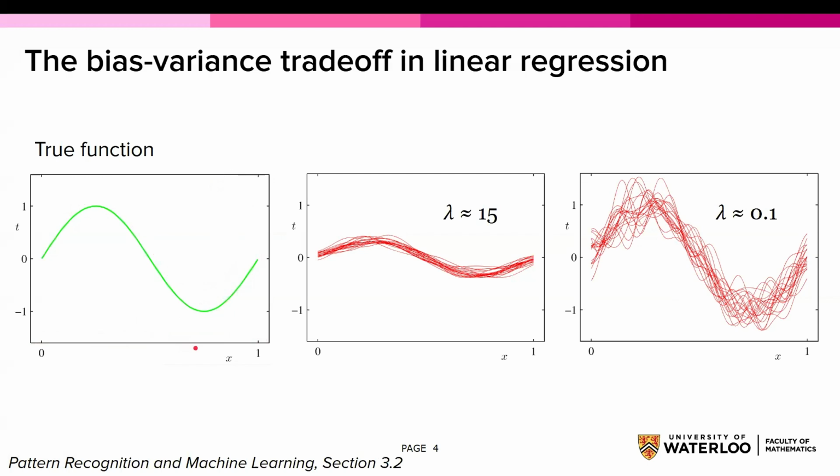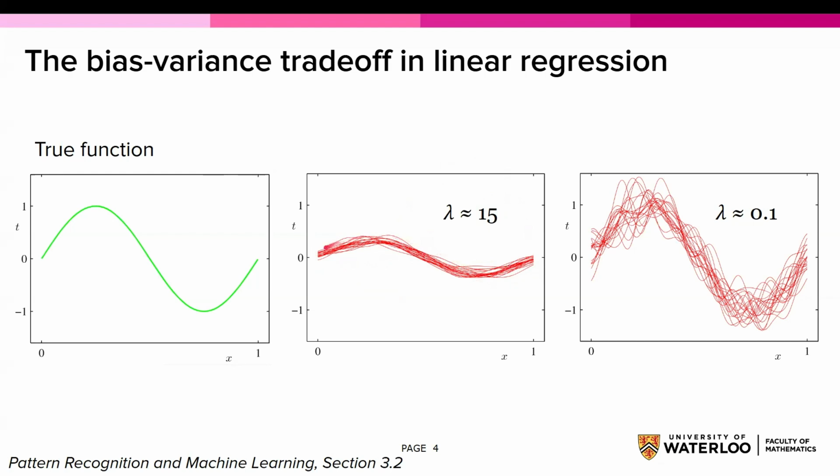But then crucially, what they paid attention to was what happened with different values of lambda. When they set lambda to a large value, the fitted models clearly failed to capture some of the essential features of the true underlying function, like in this plot here, where lambda was set to 15. But we can see that in this case, the models were pretty consistent with one another.